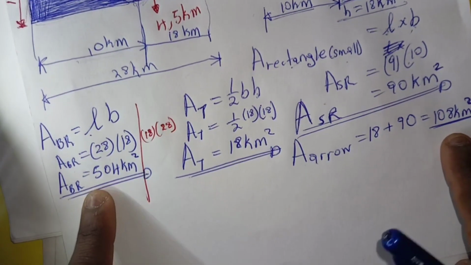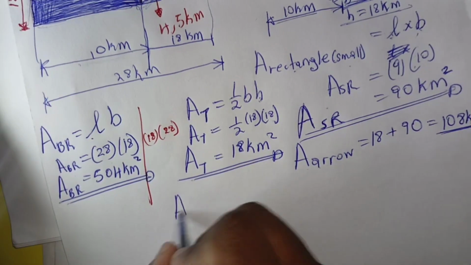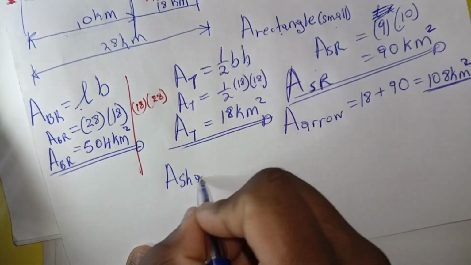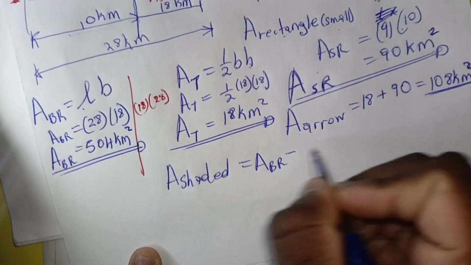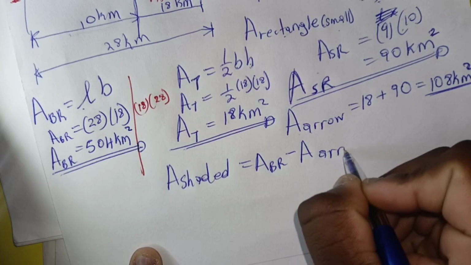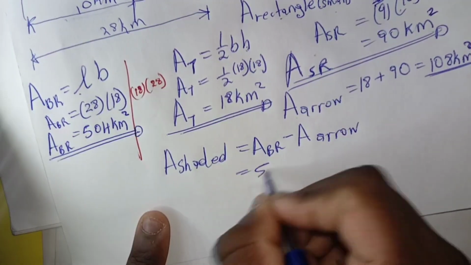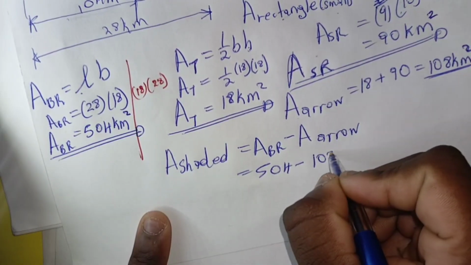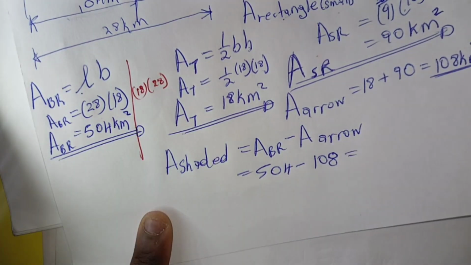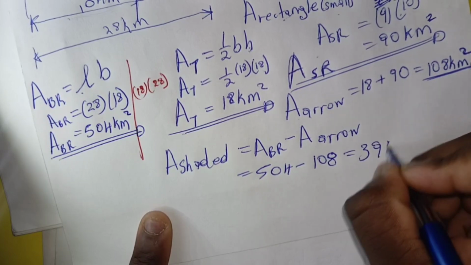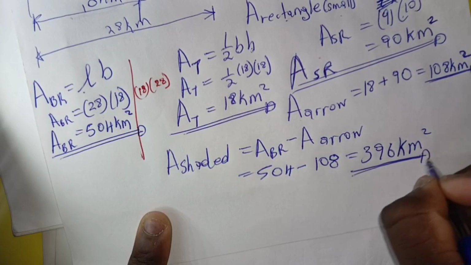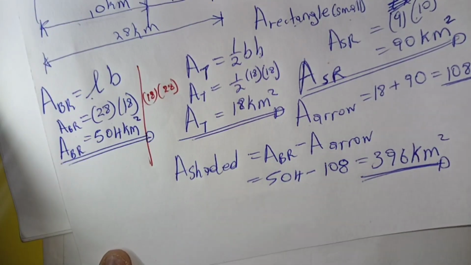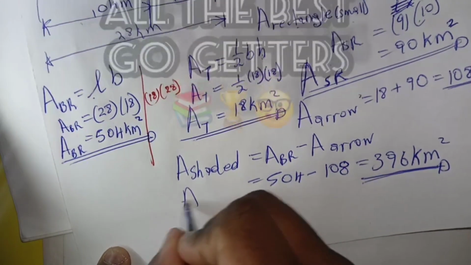So now what I should do is to just subtract them here to get the area of the shaded part, which will be equal to the area of a big triangle minus the area of the arrow. And now it will give me 5 minus 108, which the final answer there is 396 in kilometers square. I just hope guys this question you did understand it well. Yeah, so this one is just the area of the shaded part.